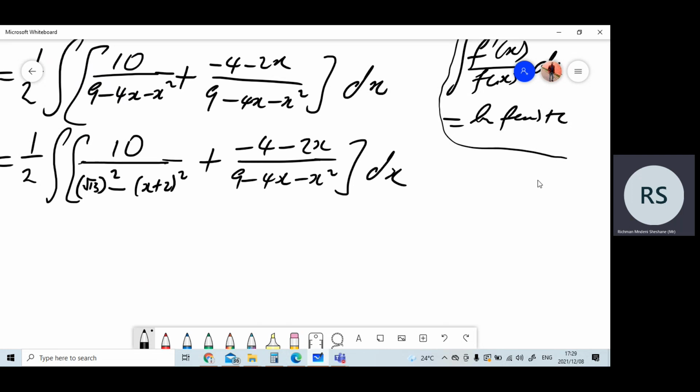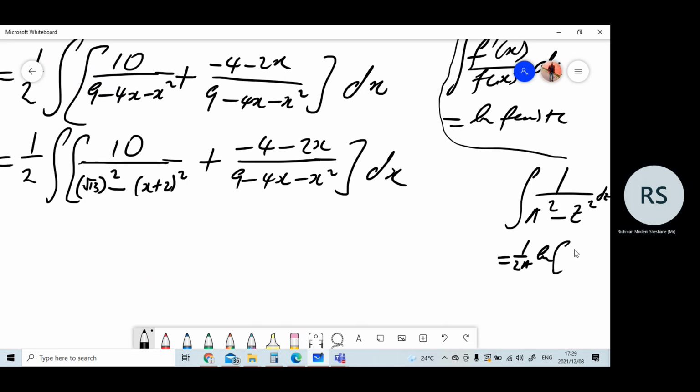So let me write the formula here. The integral of 1 over a squared minus z squared is 1 over 2a ln of a plus z over a minus z plus c. So we want to integrate 1 over a squared minus z squared, because we're going to choose this to be a and this to be z.